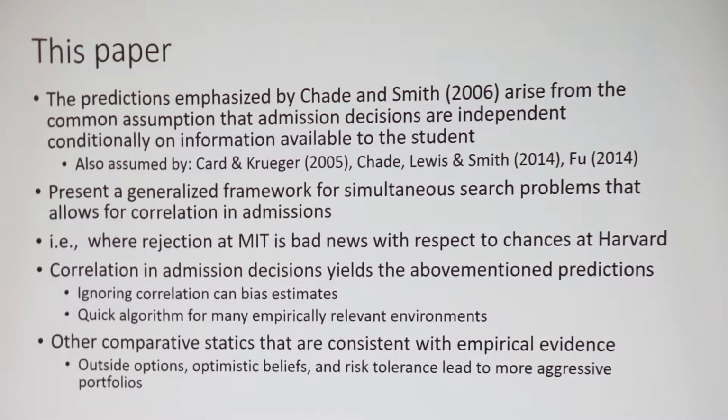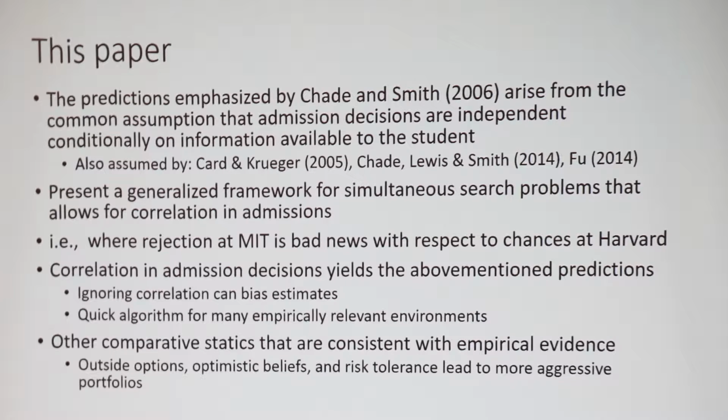What I mean by that is not that the models rule out the possibility that Itai is a stronger applicant than I am, and so his chances are higher in every college. That's okay. What is ruled out is the possibility that if I apply to Harvard and to MIT, and I learned that my application to Harvard was rejected, I can update and learn something about my chances to get into MIT. So that's what the standard models rule out. That's what I'm going to allow today. And what I'm going to show you is that when you allow for a high degree of correlation in admission decisions, the predictions that I emphasized in the first slide actually emerge.